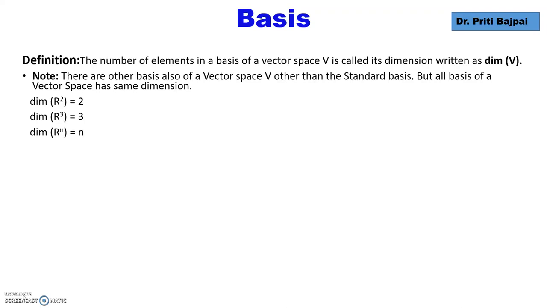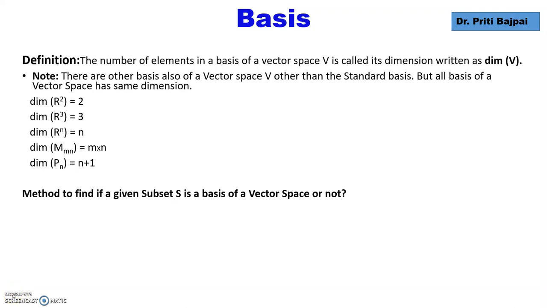Dimension of R3 will be 3. Dimension of Rn will be n. And dimension of the vector space of matrices m cross n will be m into n. If we want to find the dimension of Pn, we can see in the standard basis, we have n plus 1 vectors.